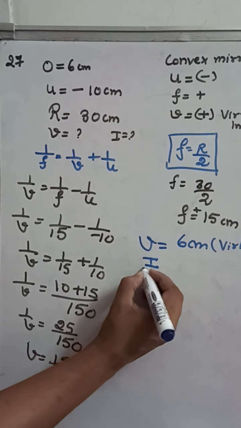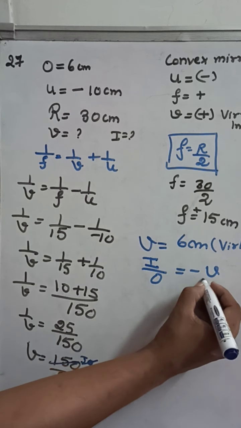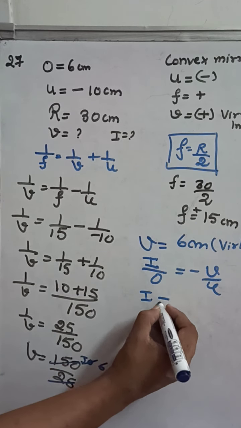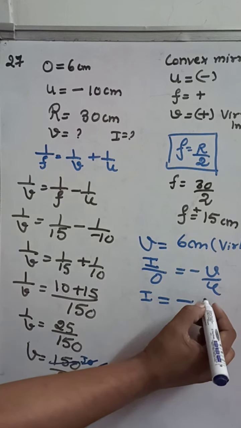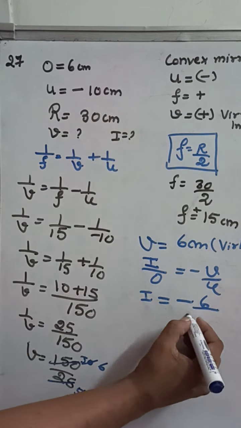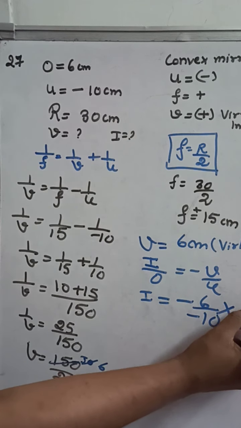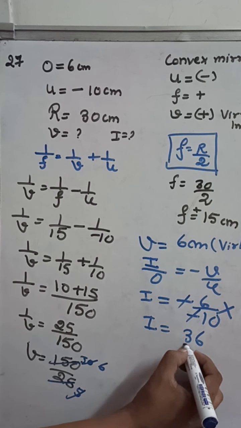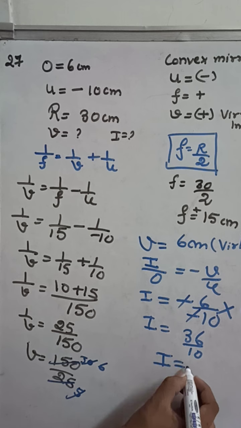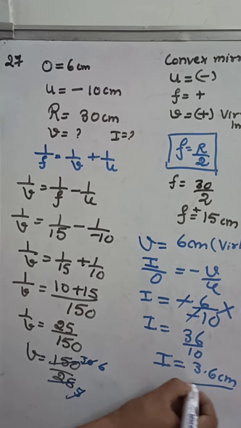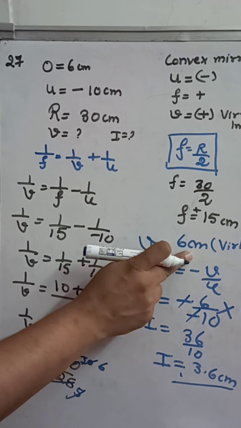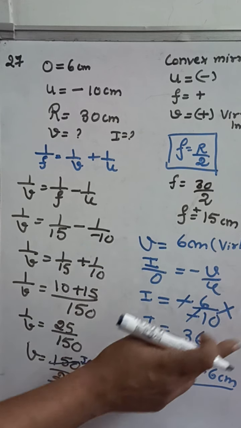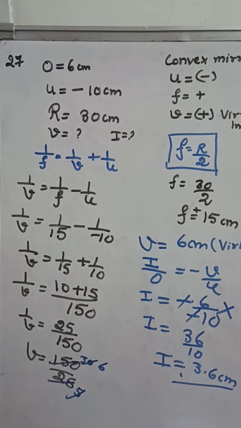Now we have to find the image height. I upon O is equal to minus v upon u. So I will be equal to minus v, which is 6, over u, which is minus 10, multiplied by the object height, that is 6. So I will be equal to, minus minus cancel, 36 by 10. So image height will be 3.6 centimeter. So image distance is 6 centimeter. That is a virtual image. Image height is 3.6. And where will the image be formed? It will be formed behind the mirror in case of the convex mirror.